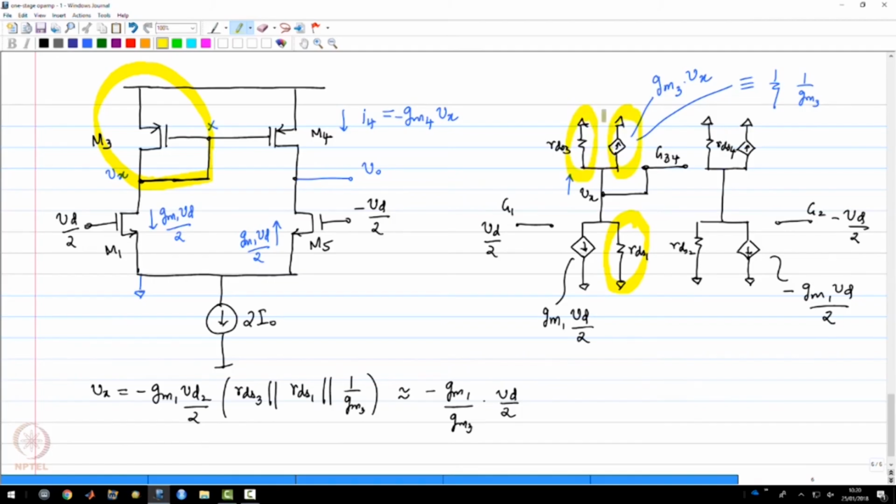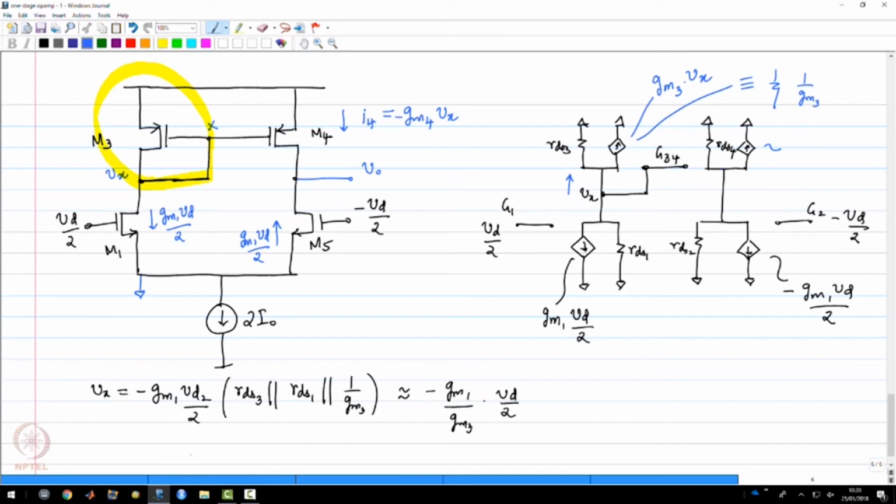And now it so happens that one of those resistances, which is 1 over Gm3, is much smaller compared to RDS1 and RDS3, and therefore this expression can be written up. Now what happens to this small signal voltage that is developed? This will now cause a current to flow through M4.